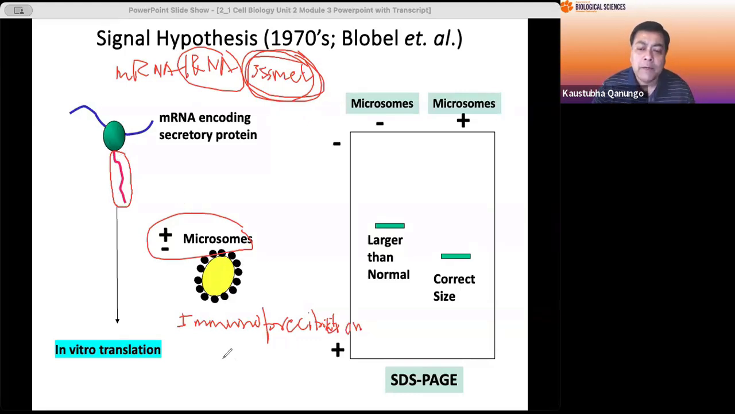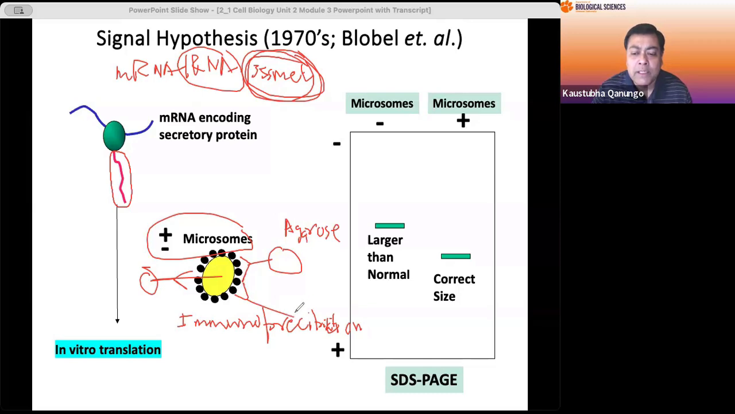And on top of that, you may have some resident proteins of the microsomes, and you can add some antibodies to that, which are attached to a big agarose bead. So these antibodies, agarose bead. We talked about the fluorophore attached to antibodies. Here it is a big agarose bead.